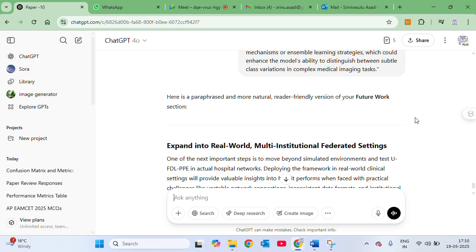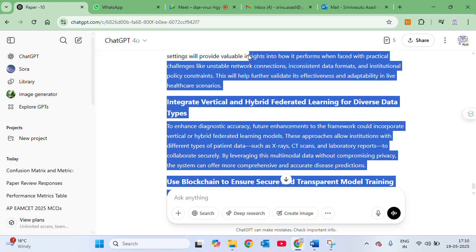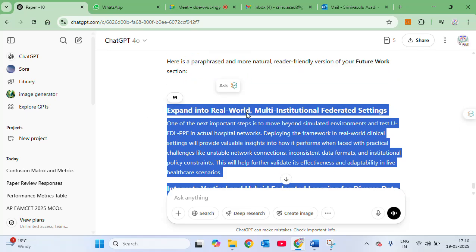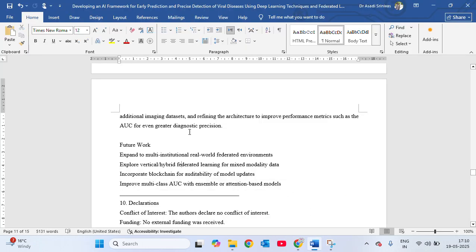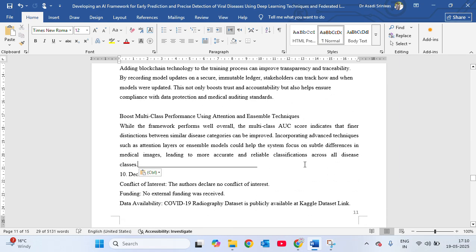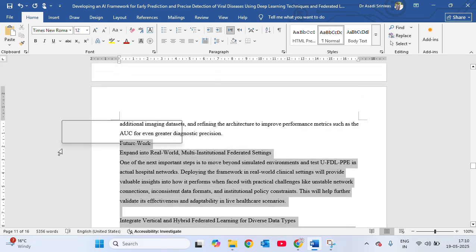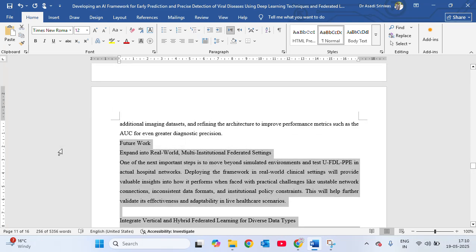According to the Springer Journal format, it is asking for the declaration part, the next part. Okay, so this one now I am making future work. You can keep the side heading, then you can copy paste. This one we will make into justification.